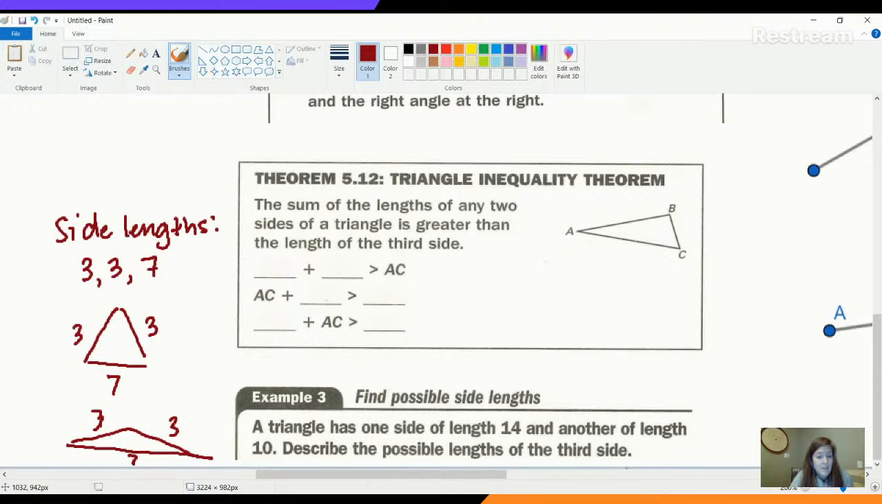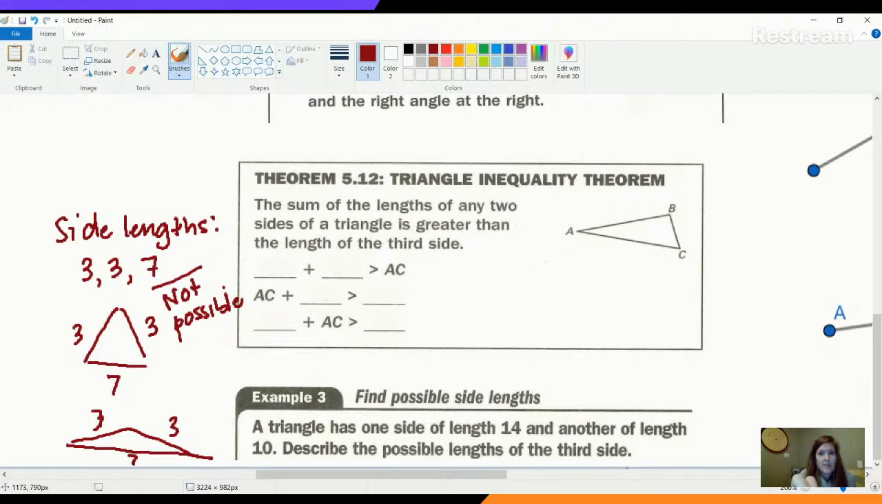So I'm going to give you a little spoiler alert: having a triangle with side lengths of 3, 3, and 7, if you've messed around with it a little bit, is not possible. It's not possible to have a triangle that has side lengths of 3, 3, and 7.